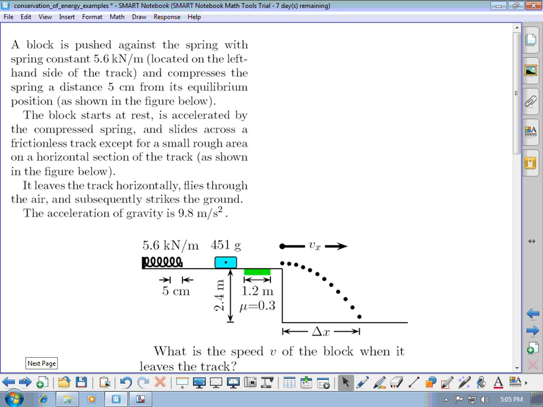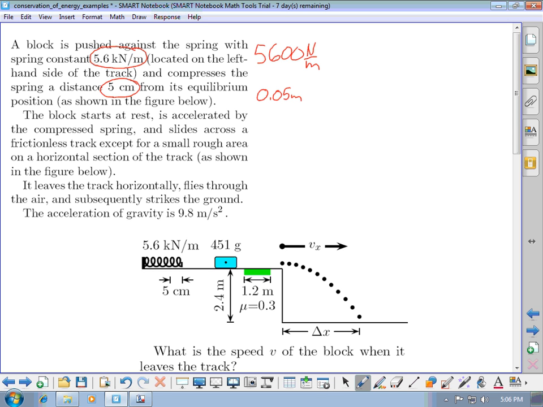This next problem is similar to a few different problems that are in the homework. It's also in some ways similar to that last problem that we just did, where it's a projectile motion piece plus a conservation of energy piece. So in this problem, a block is pushed against a spring that has a spring constant of 5.6 kilonewtons per meter. So again, this is not the standard units, so that has to be 5,600 newtons per meter. It compresses the spring a distance of 5 centimeters, so that's 0.05 meters.